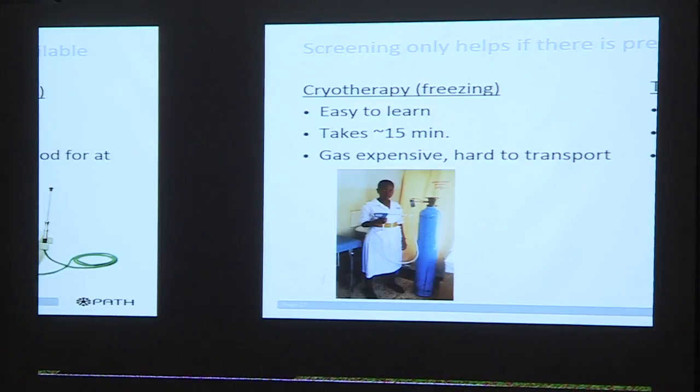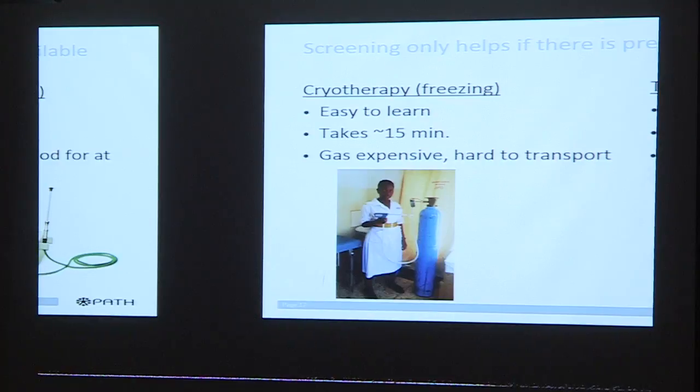So when we think about screening, we always have to remember that if there's no treatment after the screening for the people who have a positive test, you wasted your time. So there are good options for precancer treatment. One of them is cryotherapy, which is freezing, and that's putting a freezing cold probe on the tissue that is infected, and that causes that tissue to be destroyed and kind of sloughs off. It's an easy process to learn. It takes about 15 minutes to do the actual treatment.